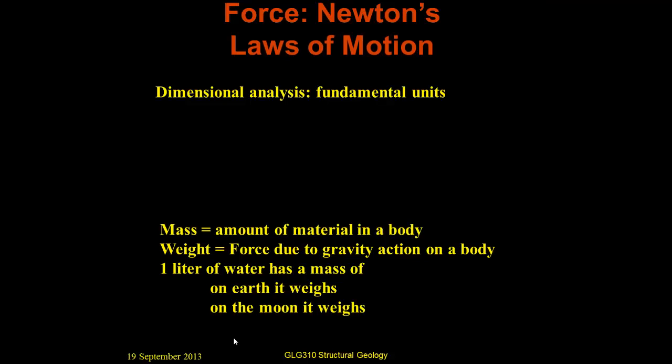So then let's take this apart a little bit and think about, okay, what's the difference between mass and weight? Mass is something that doesn't really change unless you're going close to the speed of light or something. But for most of our studies in structural geology, we don't worry about motions that are so fast. And so we assume that mass is just a measure of the amount of material in a body, whereas weight is different, and it's the force due to gravity acting on a body.